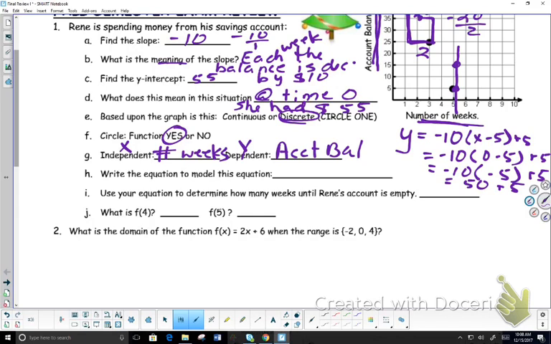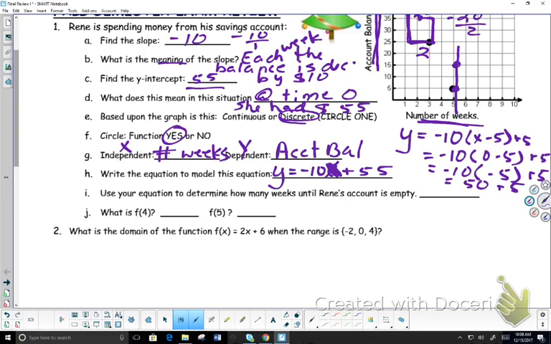Write the equation to model the situation. I believe we did that. Y equals, my slope is negative 10. Now that you know the y-intercept, you could say y equals negative 10x plus 55.